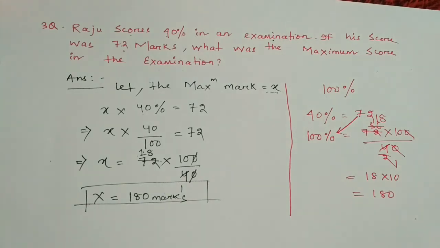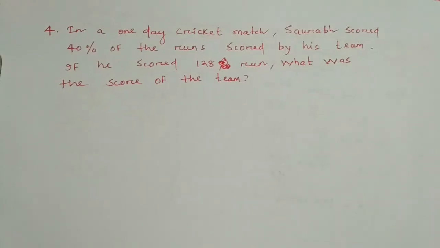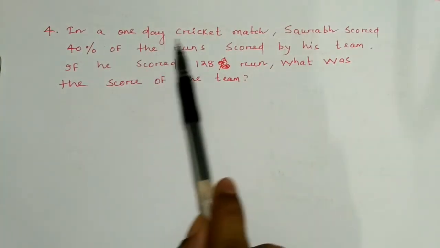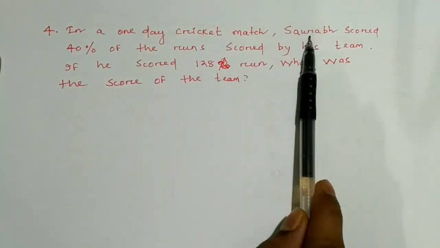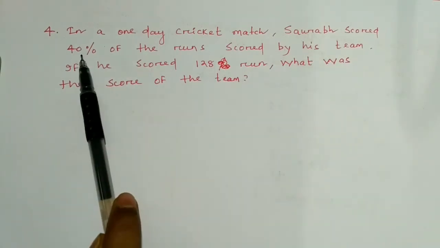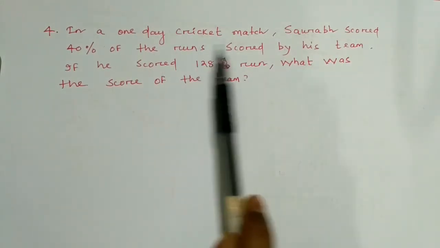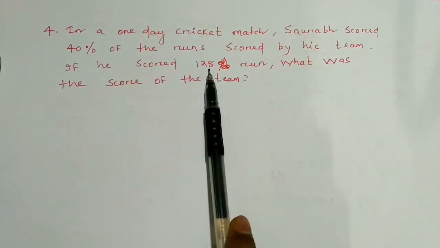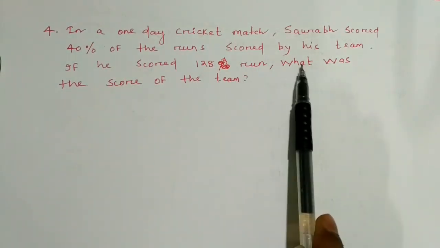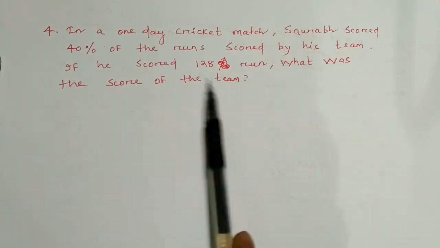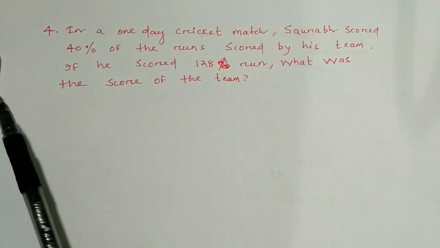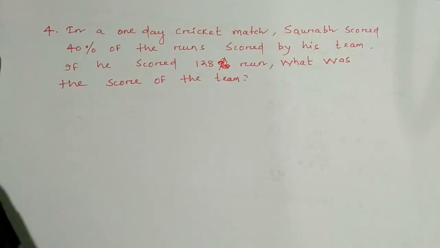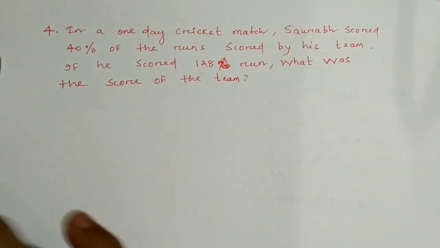So quickly go to the next question. So friends, here is your question number 4. Let me read first. In a one-day cricket match, Saurabh scored 40% of the runs scored by his team. If he scored 128 runs, what was the score of the team? I think this is pretty similar to the previous one. So let me just quickly do this.